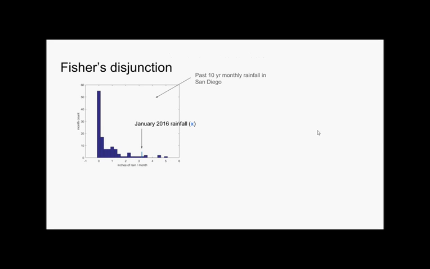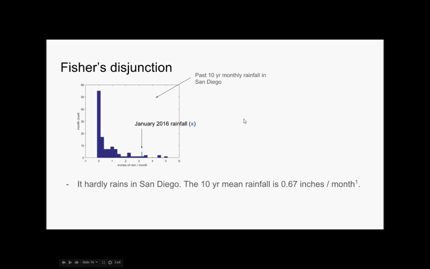So here's some data that I looked up on the internet. It's the past 10 years of rainfall in San Diego. So this is going back to that example I told you about earlier. There's some data about the local environment, and I'm plotting it here as a histogram. So this is the mean rainfall each month, and on average it's about 0.67 inches per month.